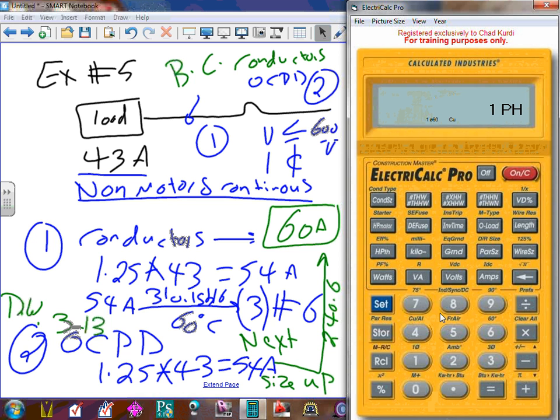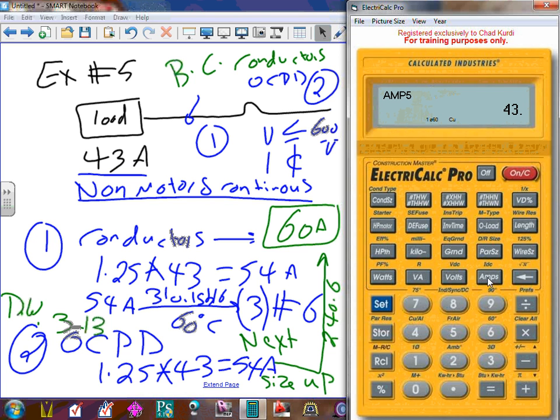If it's continuous load, all you have to do is just hit the load. What's the load? The load is 43, so 4 and a 3. Are you with me, guys? Just the 43 and hit amps. Okay, so I have a 43 amp load.